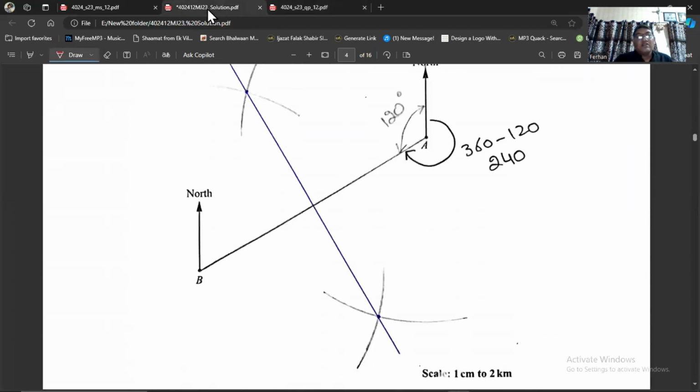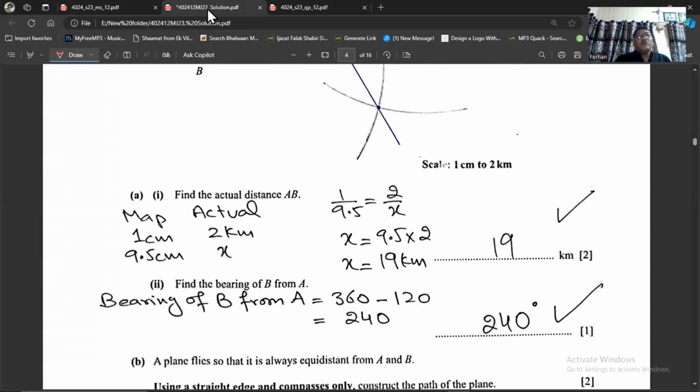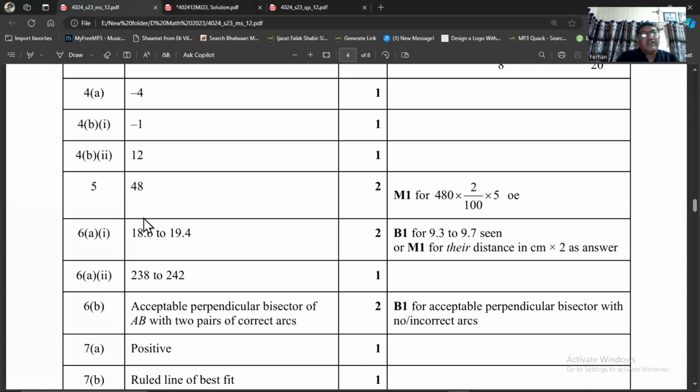I have done this. I measured it. It was 9.5 centimeter, and so I'm going to use the method of proportionality. So I'll write here map and actual. If something is 1 centimeter on the map, in actual it is 2 kilometer. The length AB is 9.5 centimeter on the map, and how much will it be in actual? Let me call it x. So 1 divided by 9.5 will be equal to 2 divided by x. So x will be equal to 9.5 multiplied by 2, and that will be 19 kilometer. So the AB is almost 19 kilometer, and our answer is right.